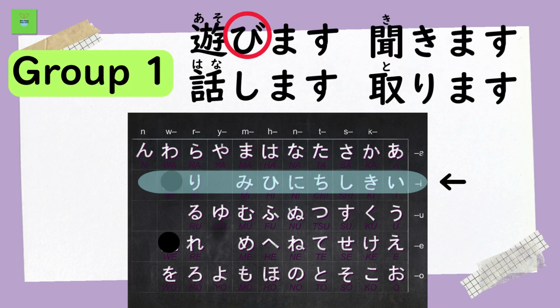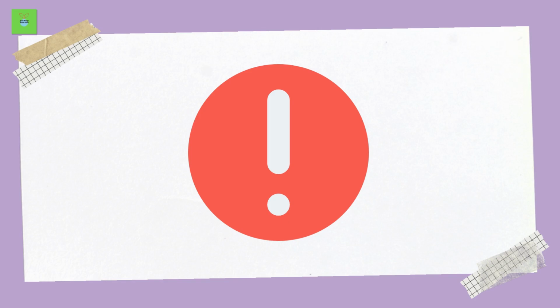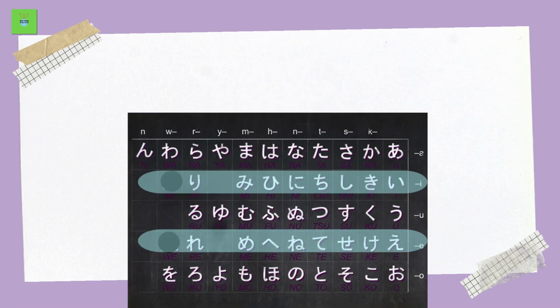遊びます、聞きます、話します、撮ります。Those are Group 1. If it's an E sound, it's Group 2. 食べます、寝ます、教えます、止めます。But watch out for exceptions.